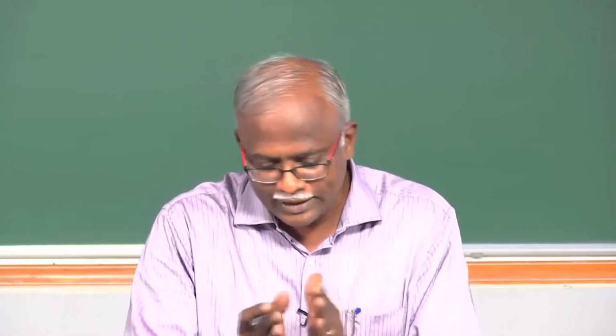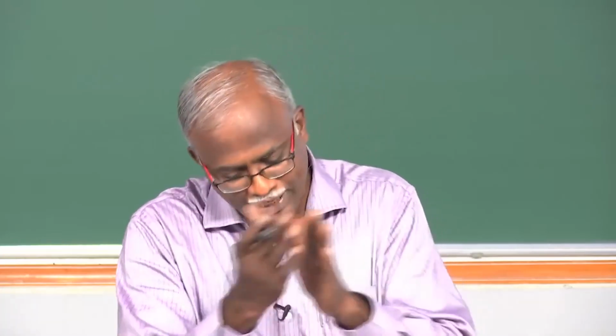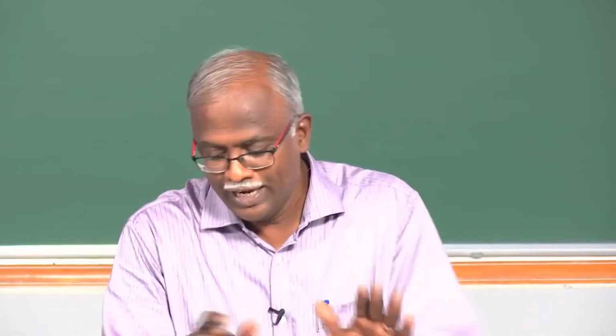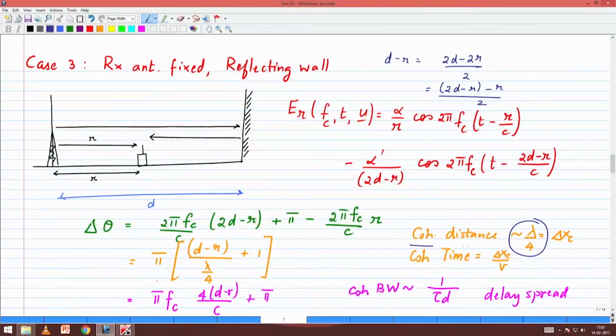So any perturbation which is much less than lambda by 4, you can assume will cause only a minor perturbation in terms of the phase. So if it was constructive before, it will still remain constructive. If it was destructive before, it will remain destructive. But if you have moved beyond lambda by 4, then things are likely to change. So that is why we refer to this as coherence distance.